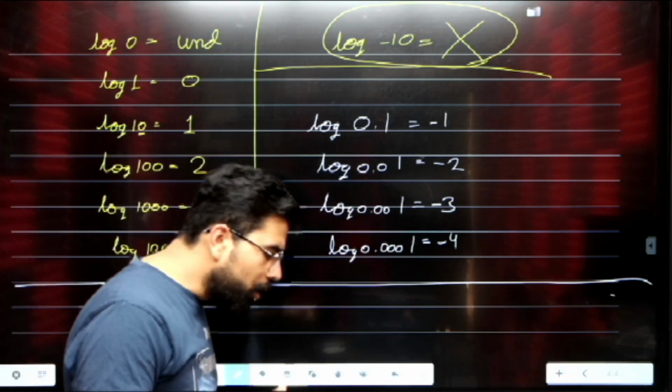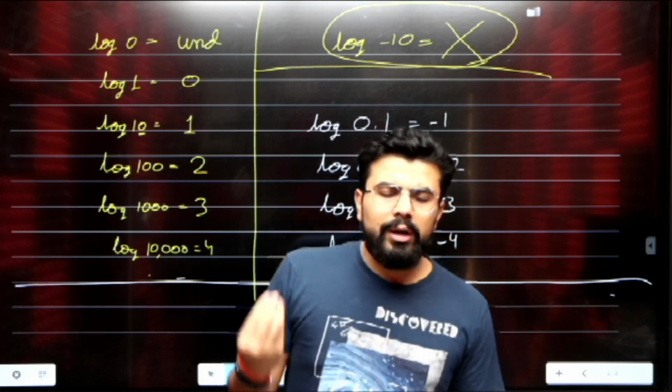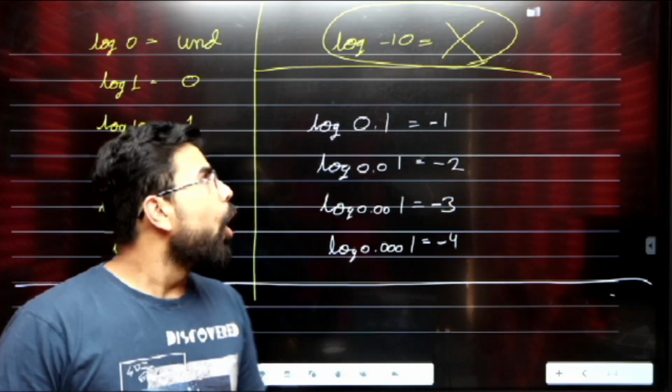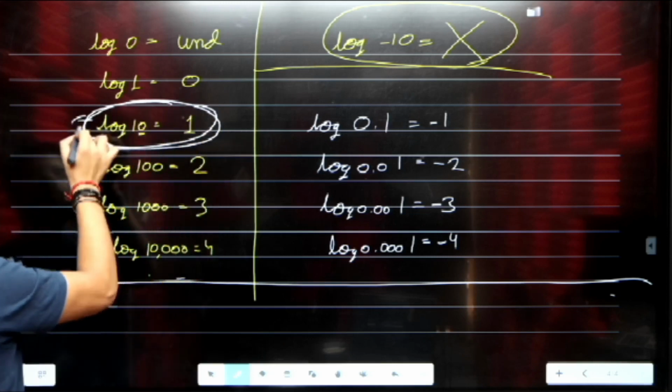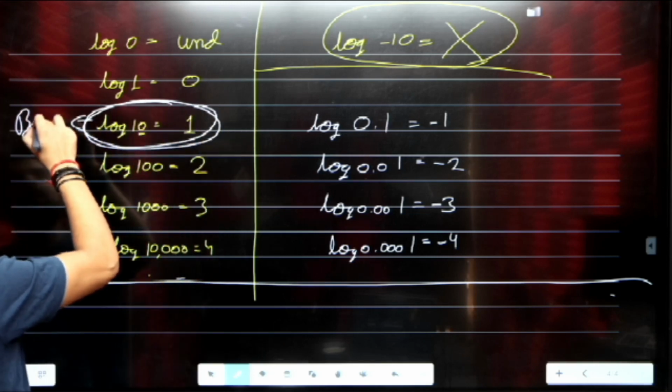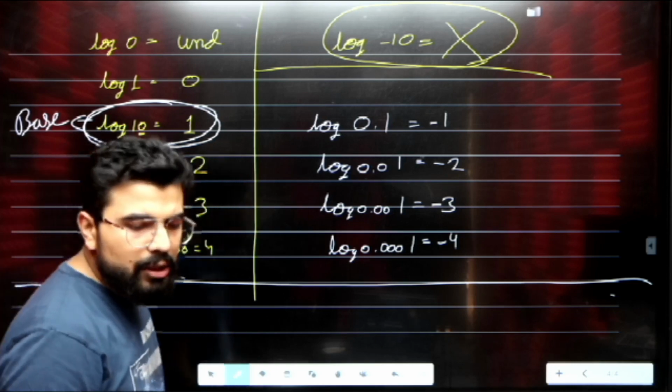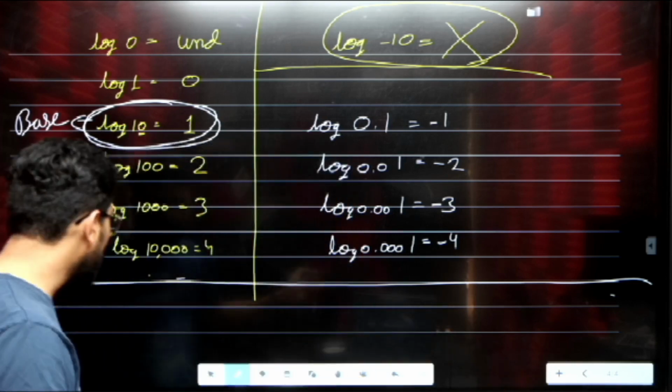The value of log 0 is undefined. The value of log 1 is 0. The value of log 10 is 1. Always remember, just tell me, who is the base? Sir, 10 is the base always if it is not given. Yes or no? Yes, sir. 10 is the base always. Now tell me one thing. 2 points.